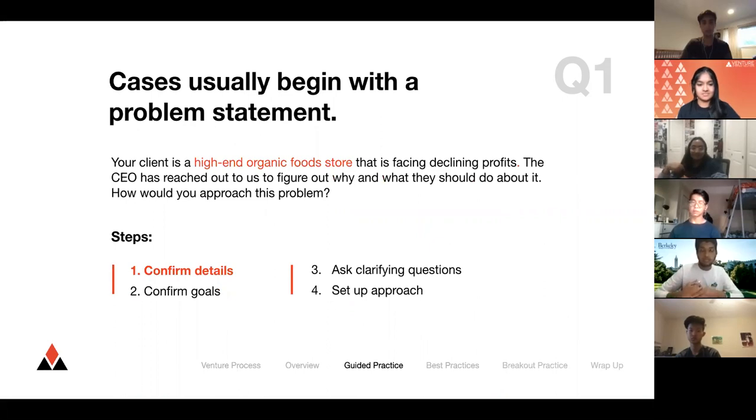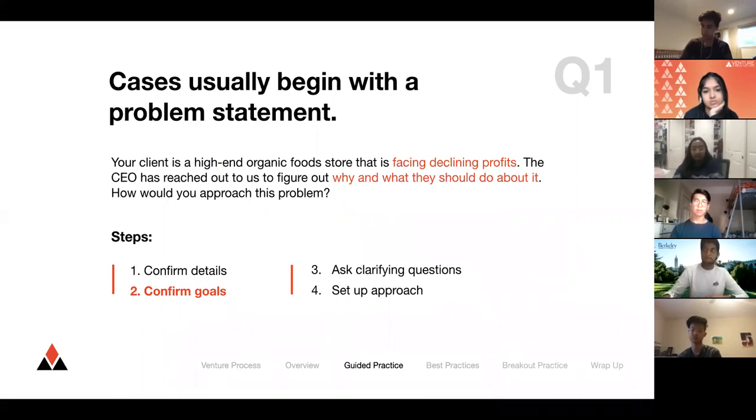All good. So the detail here is that your client is a high-end organic food store. This is an important piece of detail because it's who you're working for. Next is to confirm the goals. So what does the client have trouble with? What do they want you to help solve? In this case, there are two parts to this.